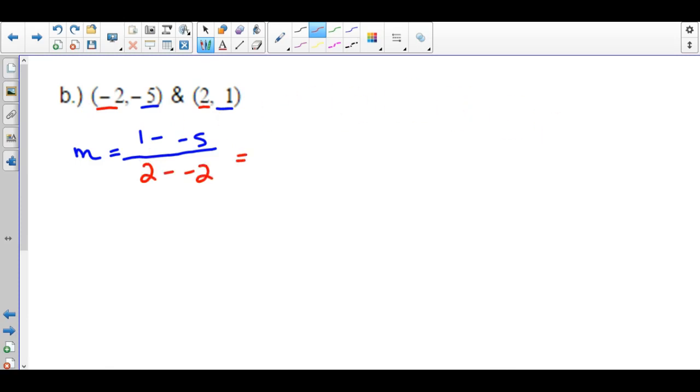And just be careful with signs here. The 1 minus negative 5 is going to become 6, and the 2 minus negative 2 is going to be 4. And 6 over 4 can be simplified into 3 over 2. So I have a slope of 3/2, and what we want to do in order to write this in slope-intercept form then is figure out what my y-intercept is.